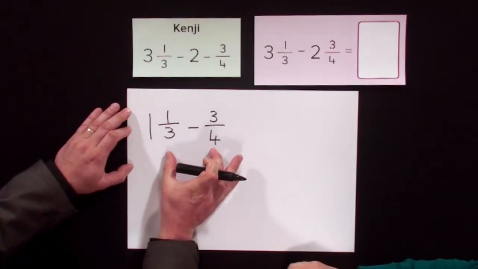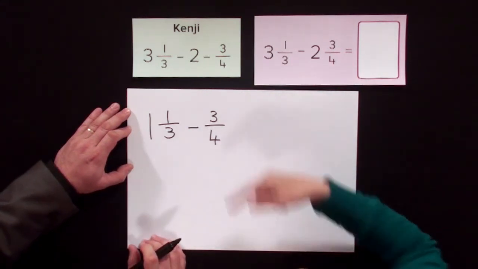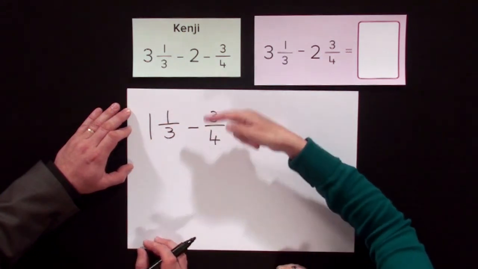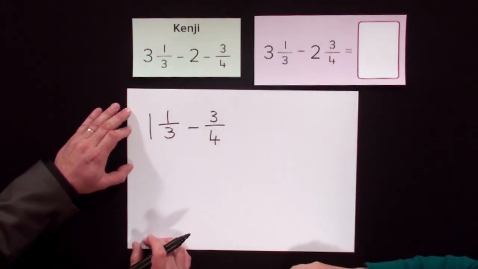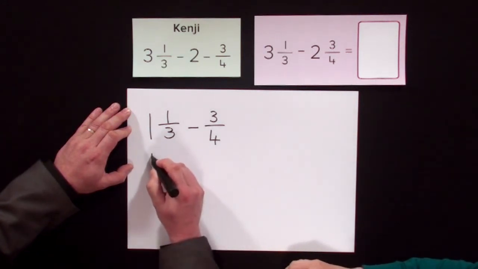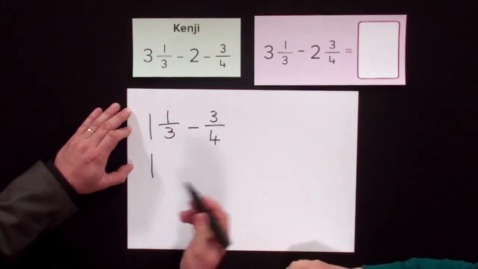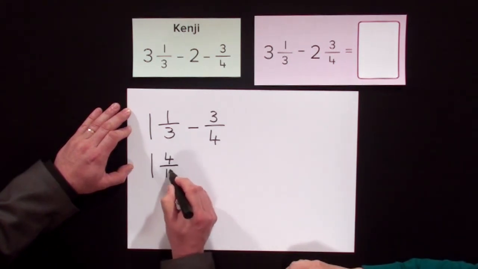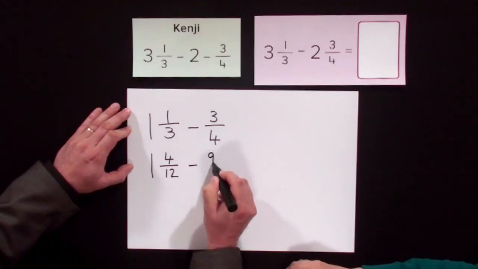Need to change these. I can't subtract fourths from thirds, so I need to make this 12ths, I guess. So not only do you have to work with a common denominator, but you'll notice that eventually we're going to have to deal with a decomposition. Sure. But let's change the denominators first. Okay, so I'm still going to have 1, and 1/3 expressed in 12ths is 4/12. Good. And 3/4 expressed in 12ths is 9/12.